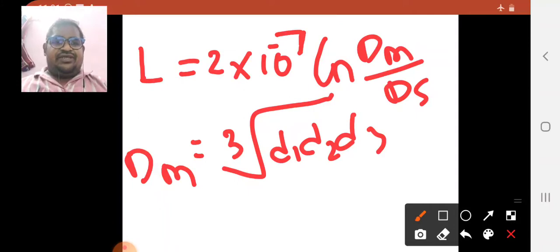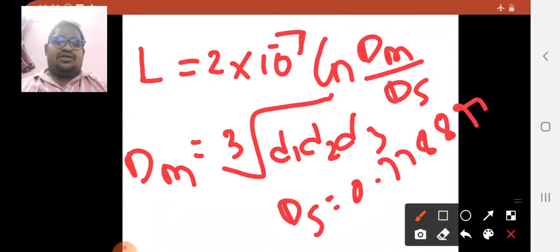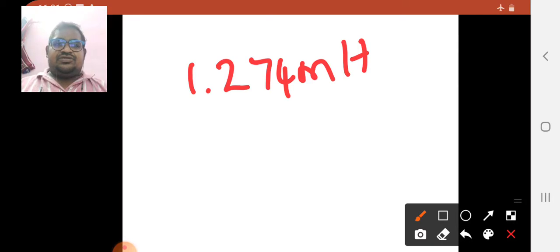Then you can find ds also. ds is equal to 0.7788 into R. Now you can substitute these two values and find out the value of inductance per kilometer. So per kilometer this value is around 1.274 millihenries. So this answer you need to get. Just note the answer aside and leave the space for that, and let us write one more problem.